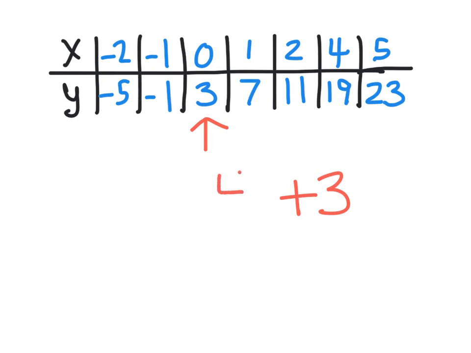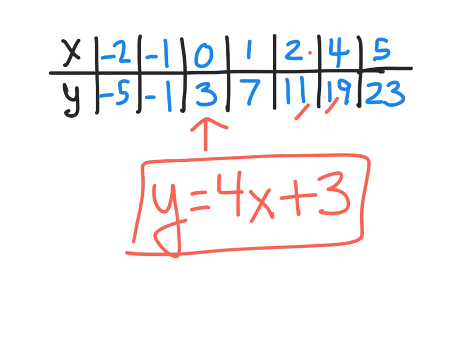5 times 4 would be 20, right? So 4 times 5 is 20, plus 3 is 23. Let's see, 4 times 4 is 16, plus 3 is 19. That works. 2 times 4 is 8, plus 3 is 11. Yes, let's try the negatives just to make sure. Negative 2 times 4 is negative 8. Negative 8 plus 3 is negative 5. So yes, that's it. That's my rule.